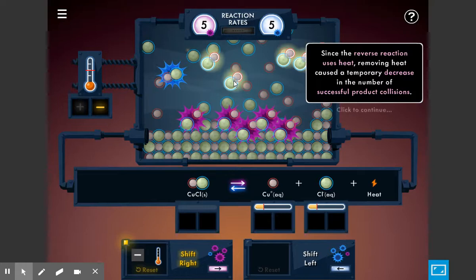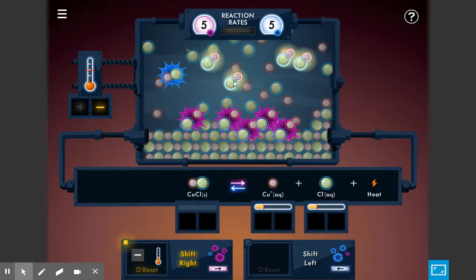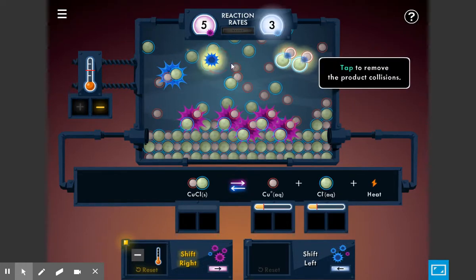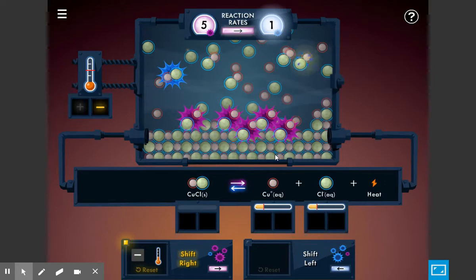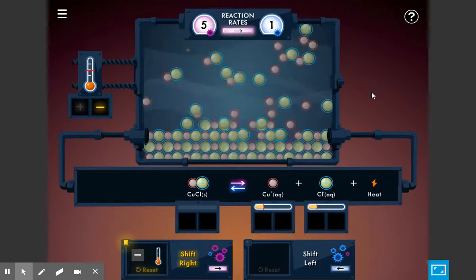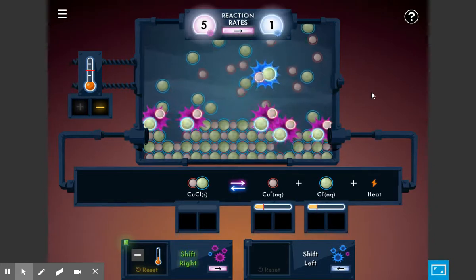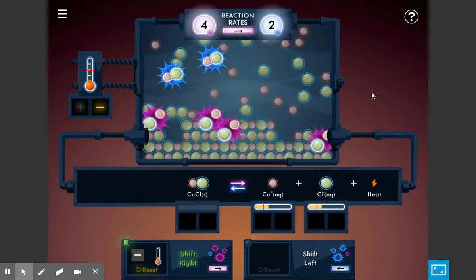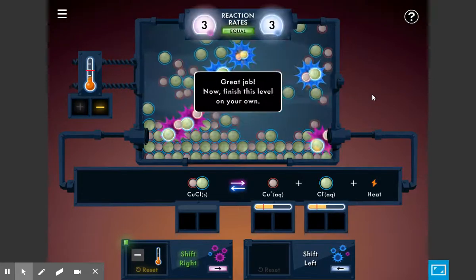And that means I have decreased my forward reaction. So I must shift to the right and favor the forward reaction to replace what was lost. We should see an increase in my Cu and Cl concentrations.